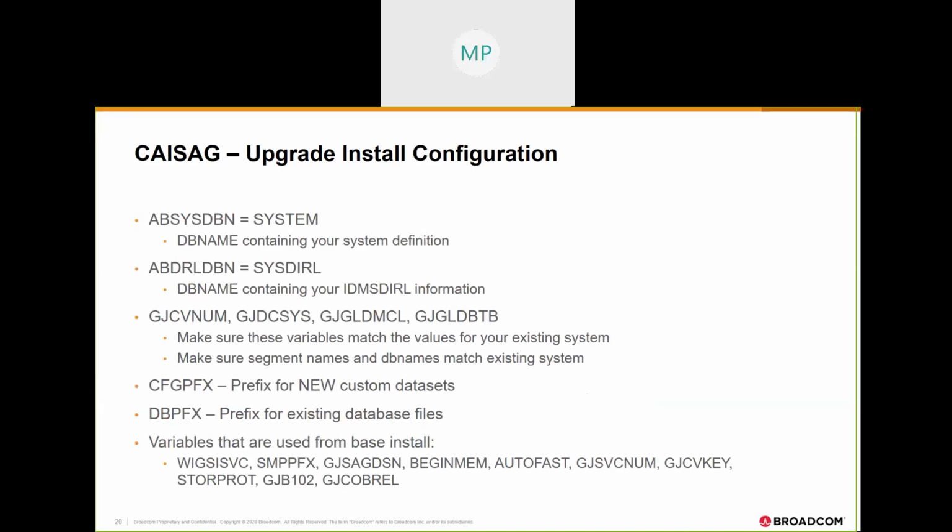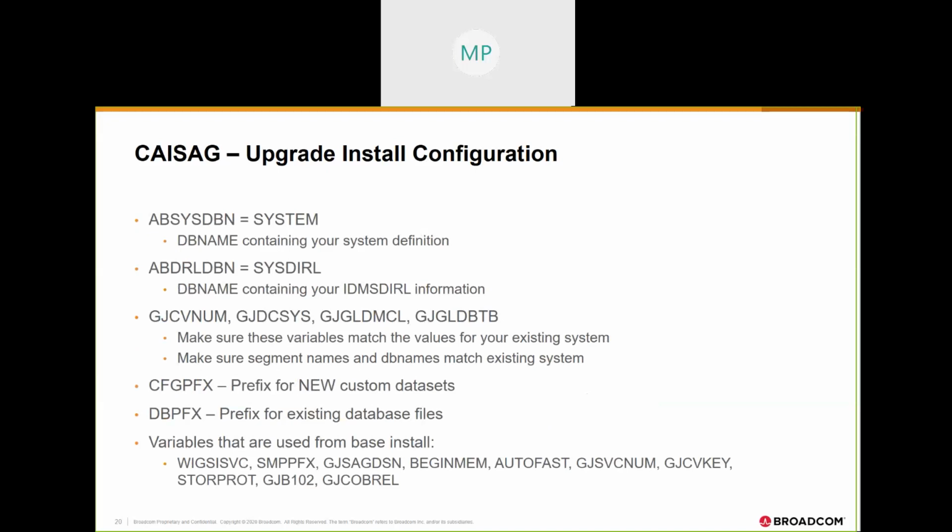So some more upgrade variables. AB sys dbn, db name. That's the DB name containing your system definition. AB DRL dbn is the DB name containing your IDMS dural information, your sysdural dictionary.